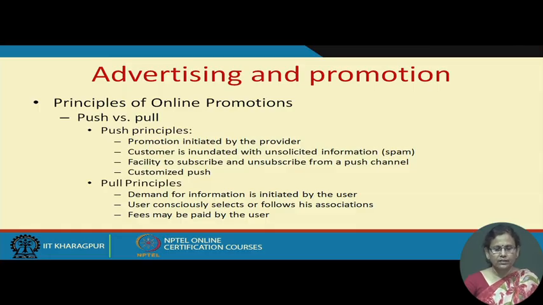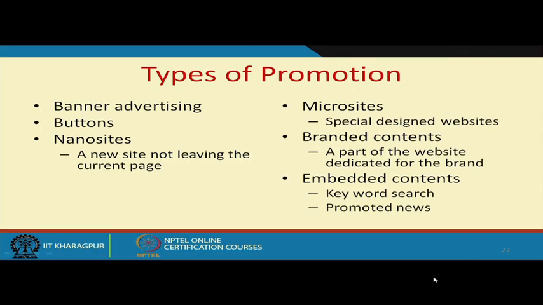So, here the user consciously selects or follows his associations with the product, and sometimes he may be so inspired by your product that he can even pay certain money to know more about the product. Then what are the various types of promotions? They can be through banner advertising. We all know that when we open a website there will be banners. Then on the click of a button you can visit an advertisement portal.